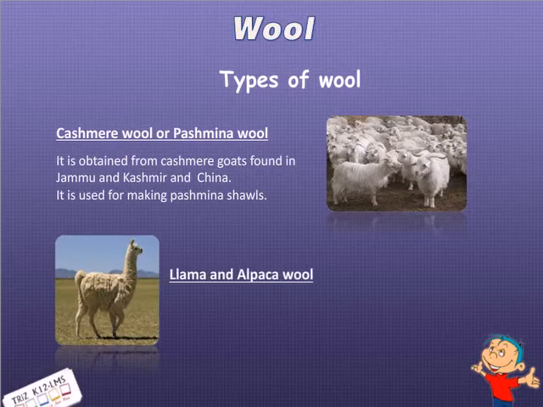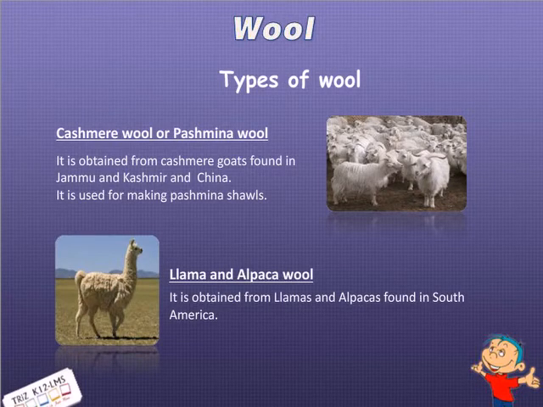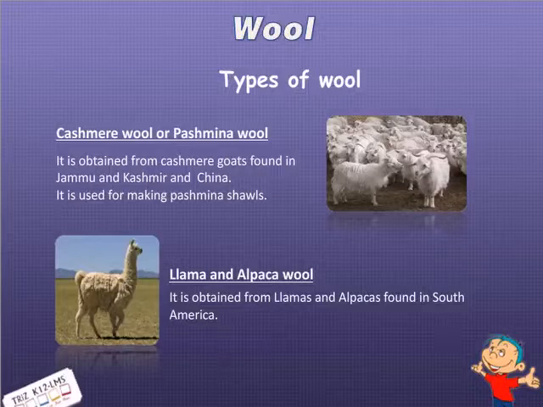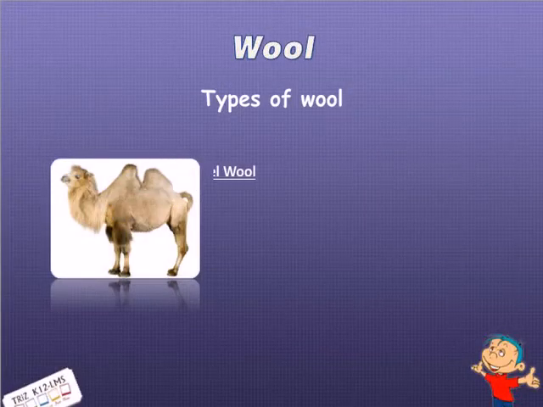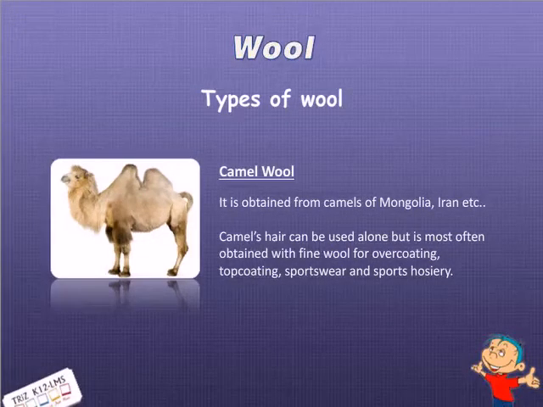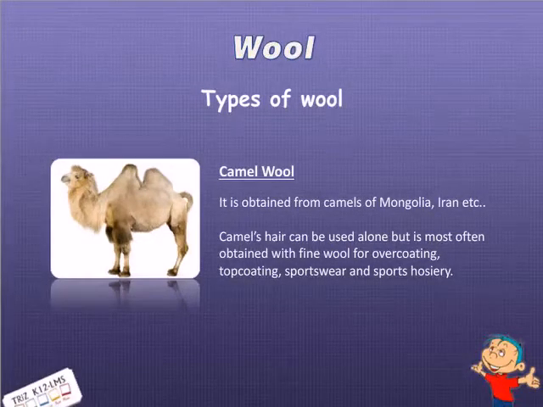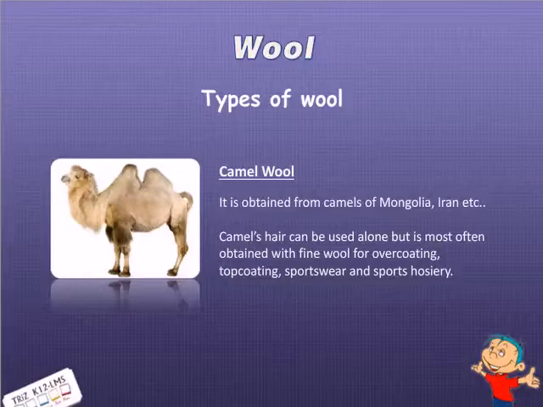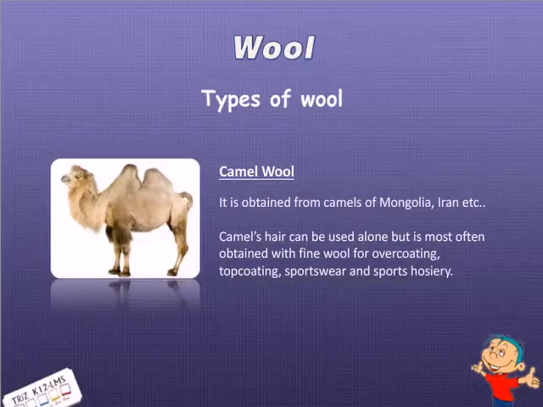Llama and alpaca wool. It is obtained from llamas and alpacas found in South America. Camel wool. It is obtained from the camels of Mongolia, Iran, etc. Camel's hair can be used alone, but is most often blended with fine wool for overcoating, top coating, and sportswear and sports hosiery.